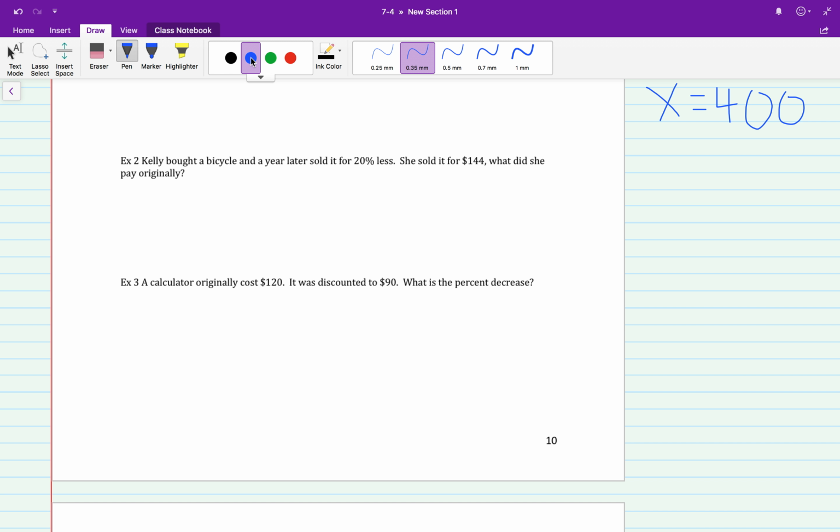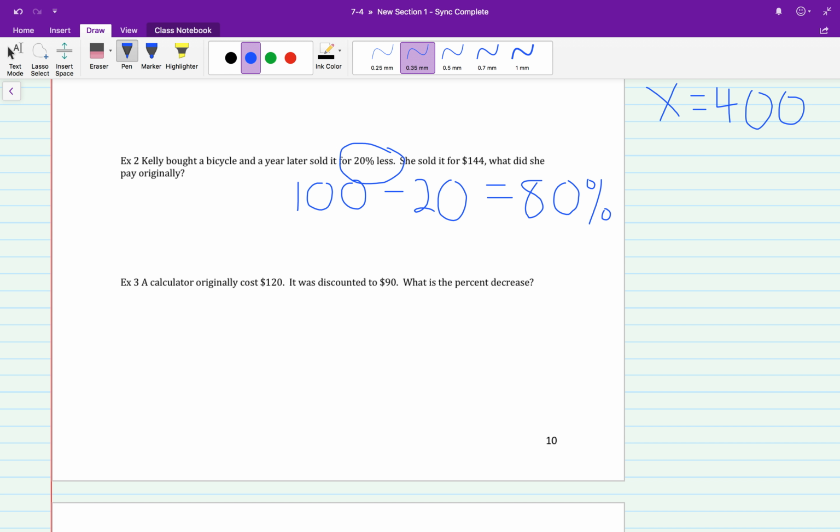At some point in this, we're going to have to worry about subtracting, and I just like to get it done with at the beginning. So she sold it for 20% less. That's another way of saying 80% of the total cost, because the original cost is 100%, is the whole thing, and I'm going to subtract 20% to give me 80%.